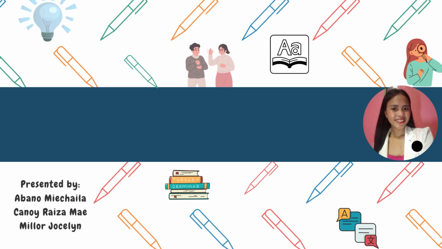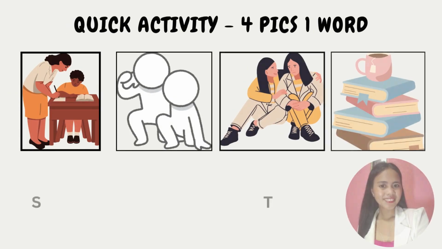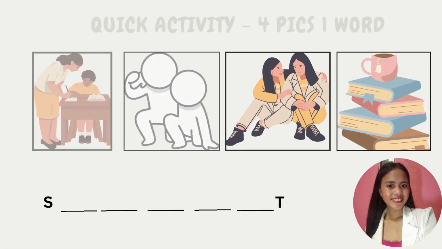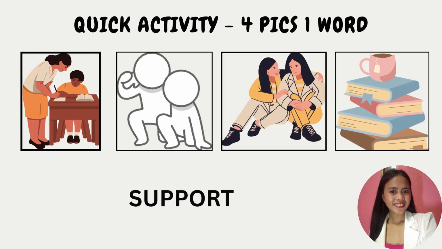Before we go through our proper discussion for this presentation, let's have a quick activity first. The activity will be four pics, one word. For the given four photos in each slide, you will be guessing what word or term is being asked. Let's start. Four pics, one word has seven letters, starts with letter S, ends with letter T. What word or term is it? That is correct. The word is support.